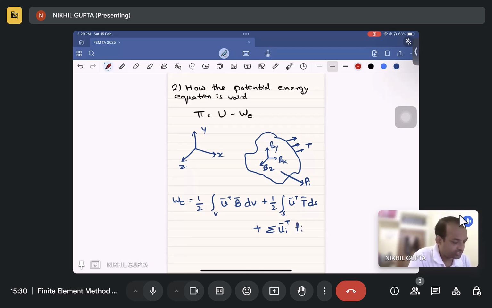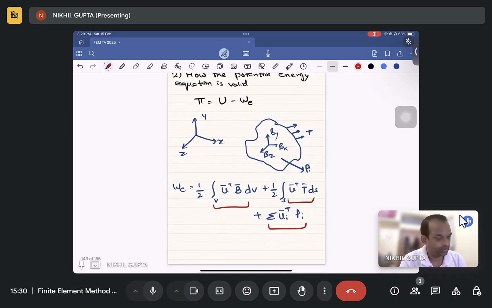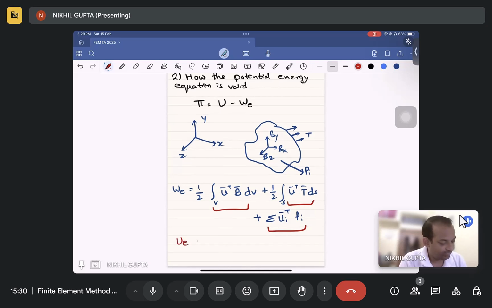So what I have written here is force into displacement only. Since b is a vector and it's distributed over the full volume, a volume integral is being done. Traction is distributed on a surface, so a surface integral is applied, and the point load is acting on a point, so a summation is required here. So from this you can get the total external energy of a body. Now to calculate Ue, which is the external potential energy, this will be equal to minus of the external work done.